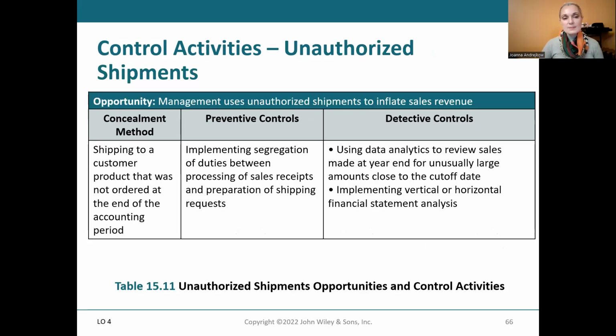The other concealment is shipping to a customer product that was not ordered at the end of the accounting period. Ways to prevent this is implementing segregation of duties so that the person who processes sales receipts does not prepare shipping requests. And then you can also detect this type of fraud through using data analytics to review sales made at year end for unusually large amounts, especially related to cut-off date, and implementing vertical and horizontal financial analysis.